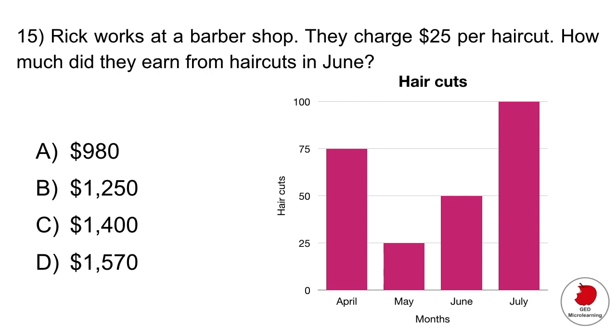Okay, question 15 requires you to look at a bar graph and then get some information from it to answer the question. Okay, so it says Rick works at a barber shop. They charge $25 per haircut. How much did they earn from haircuts in June?